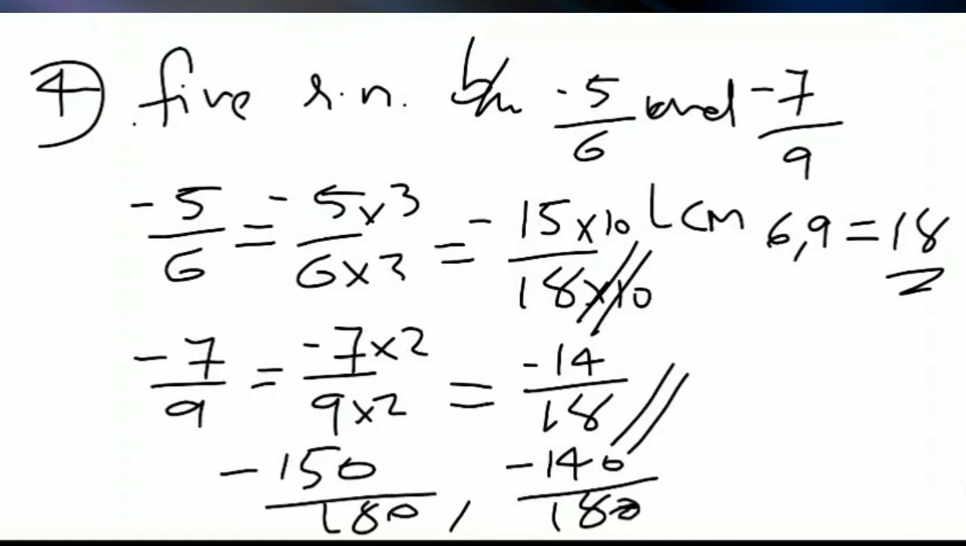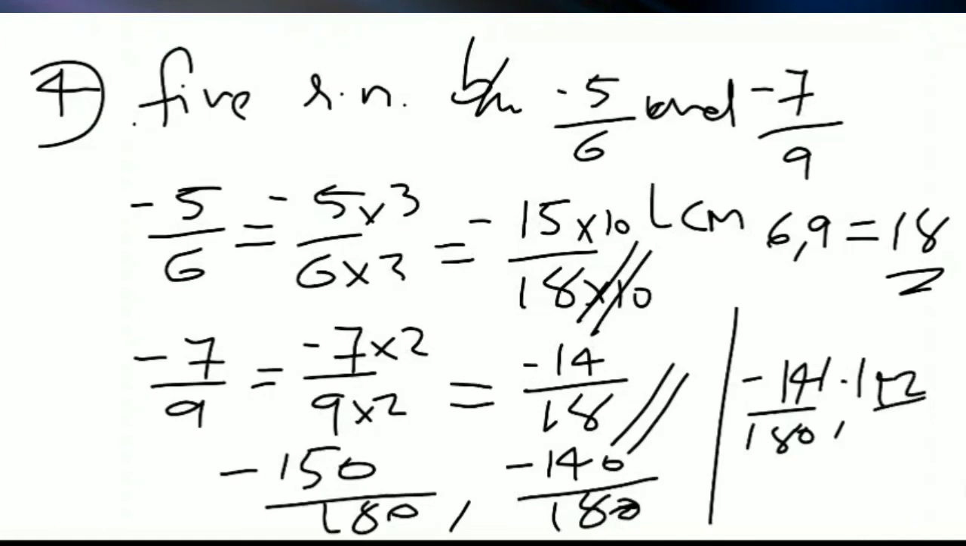So it is easy to write any 5 rational numbers between these two. They are −141/180, then −142/180, −143/180, and so on. So hope you understood. Thank you.